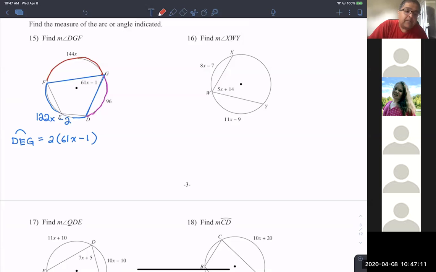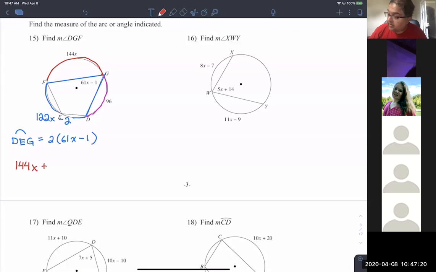You add those together and then equal it to 360. Right, because remember, in a full circle, it's 360. So 144x plus 122x minus 2 plus 96 equals 360. Then it's just a matter of combining all of your terms and solving like you normally would. So 266x plus 94 equals 360.